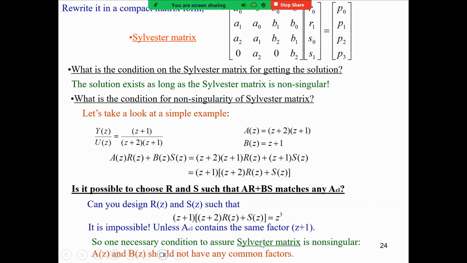So from this one example, we say there must be a necessary condition: A and B should not have any common factor. If they have one, that common factor will be reflected in the closed loop. That common factor will always be there.